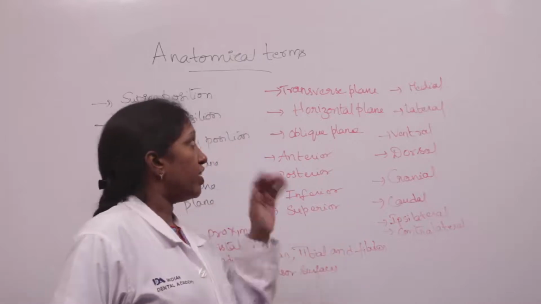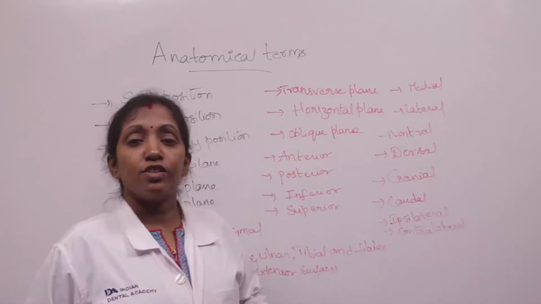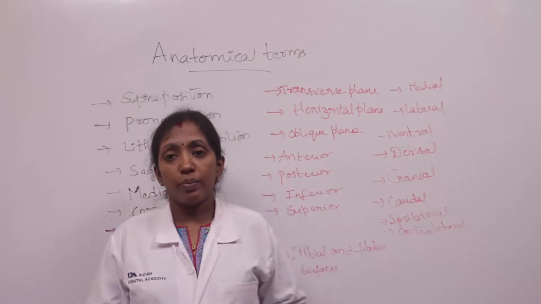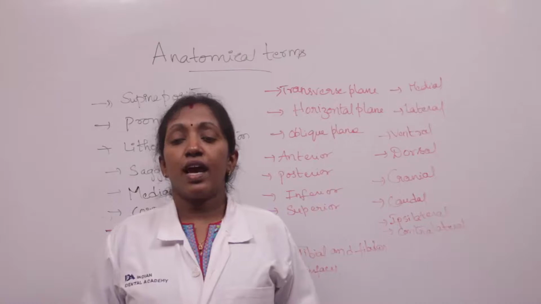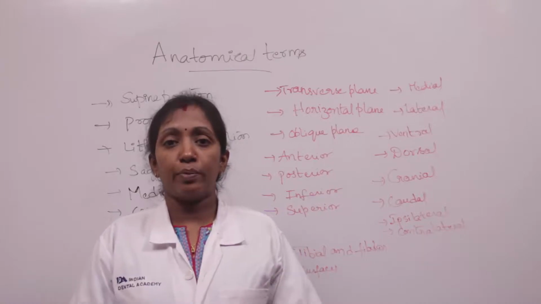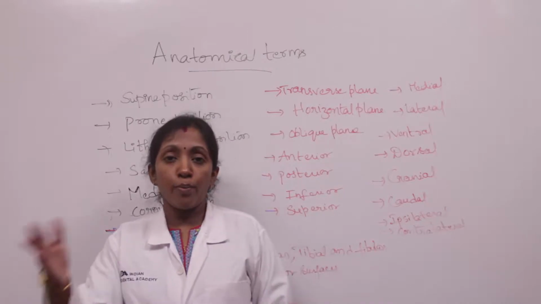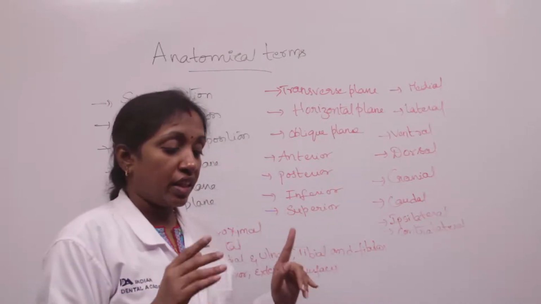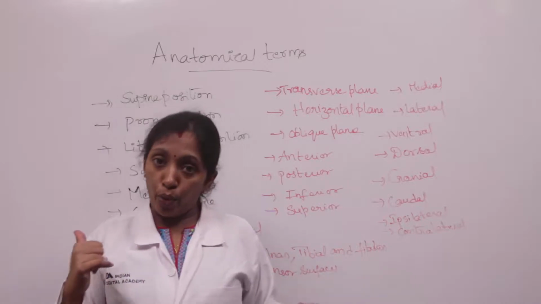So today we will discuss some of the anatomical terms. The first one is the supine position. Supine position means lying down with the face upwards, keeping the palms like this. Prone position means lying down with the face downwards.